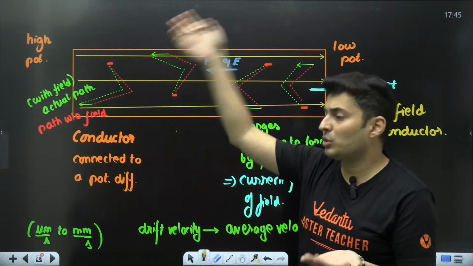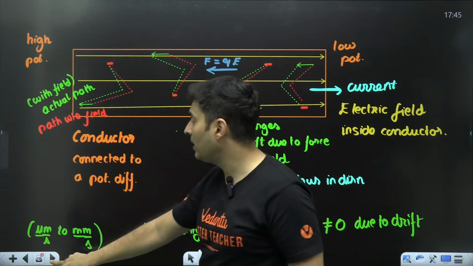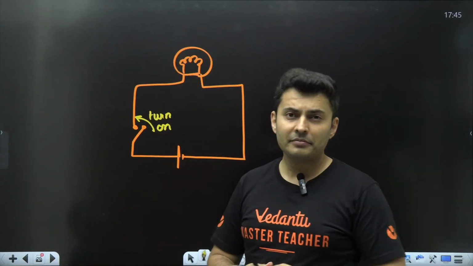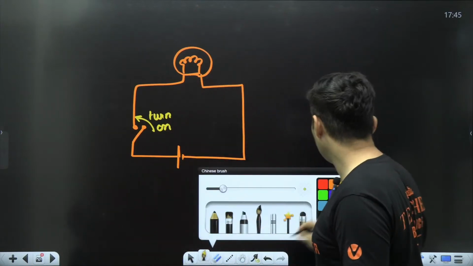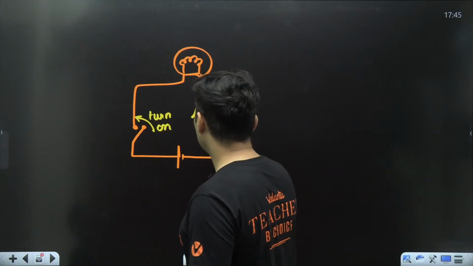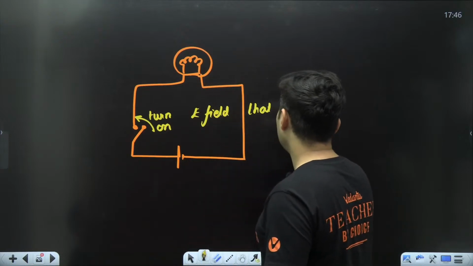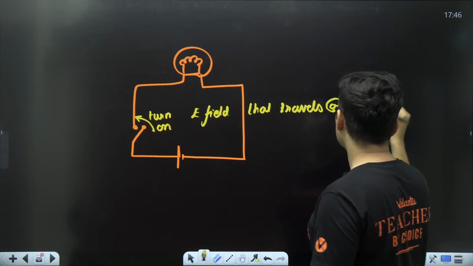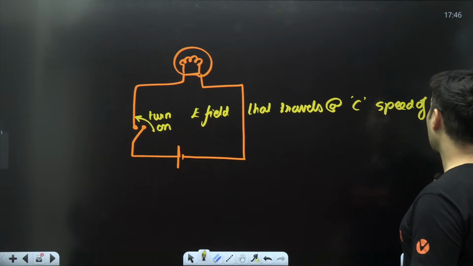So if the wire is 2-3 meters long, it's going to take a couple of seconds for that electron to reach the other side where the bulb is, and then it has to flow through it, and then the bulb will glow. But that is not the case. The reason is, the moment you turn on, it's the electric field that travels at the speed of c, which is the speed of light.